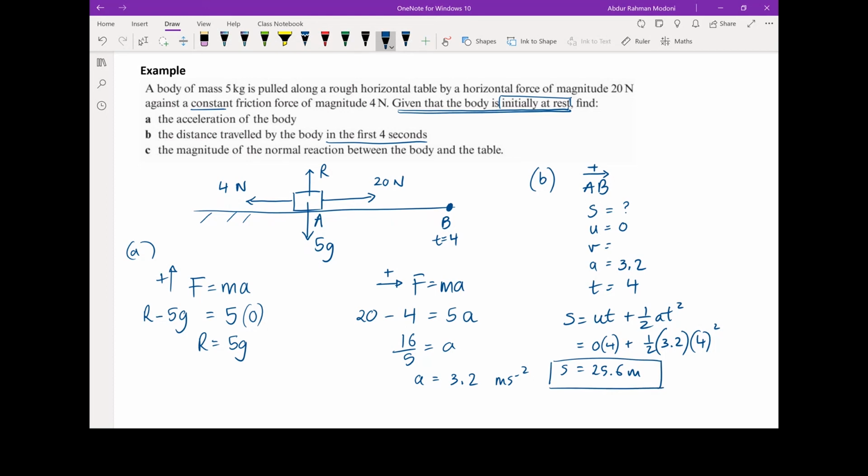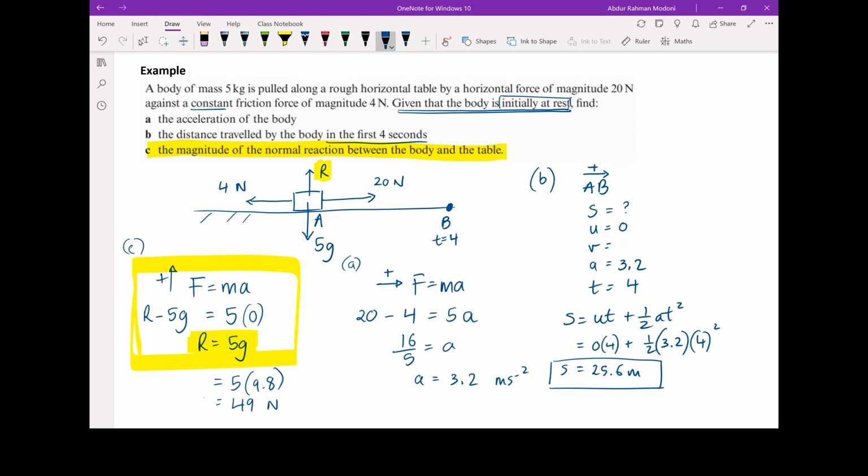Part C then goes on to ask us to find the magnitude of the normal reaction between the body and the table. Now we've actually done that already here. The magnitude of the normal reaction, we worked it out here. It's asking for the normal reaction, which is this R. So R is equal to 5g. We can work out what that is as a value, 5 times 9.8. So this is in fact part C, and this was part A. So 5 times 9.8, and that gives us 49 newtons as our reaction.